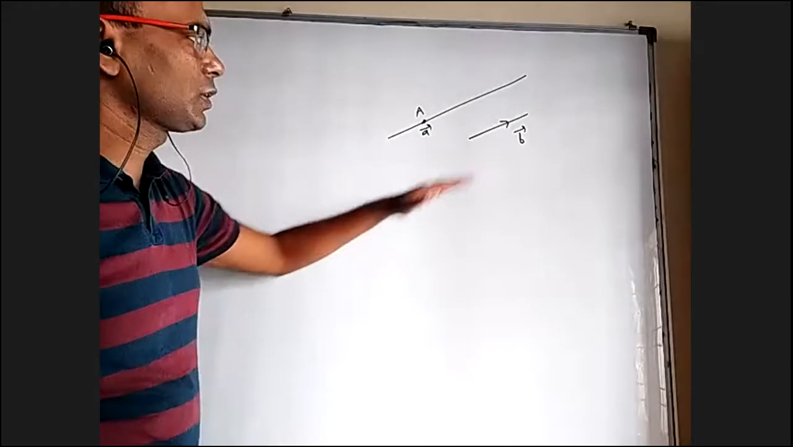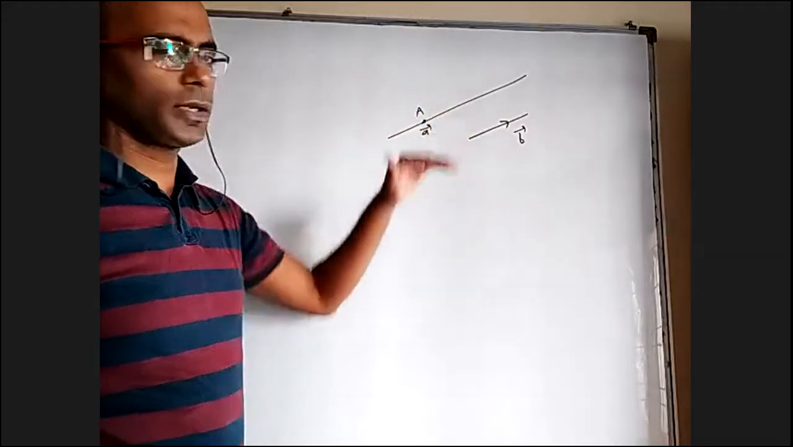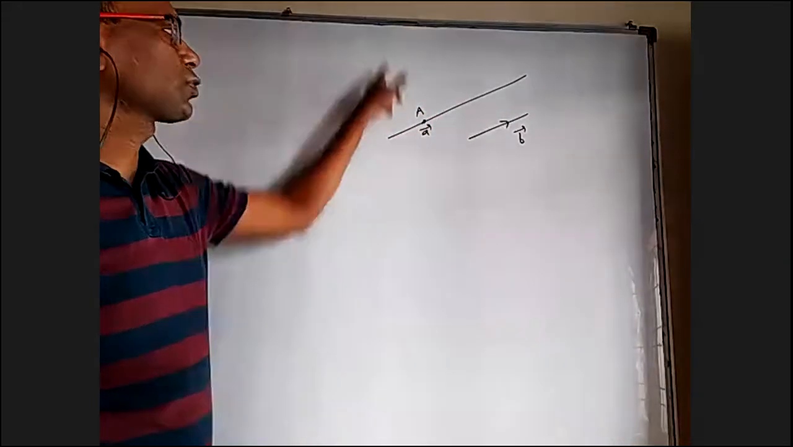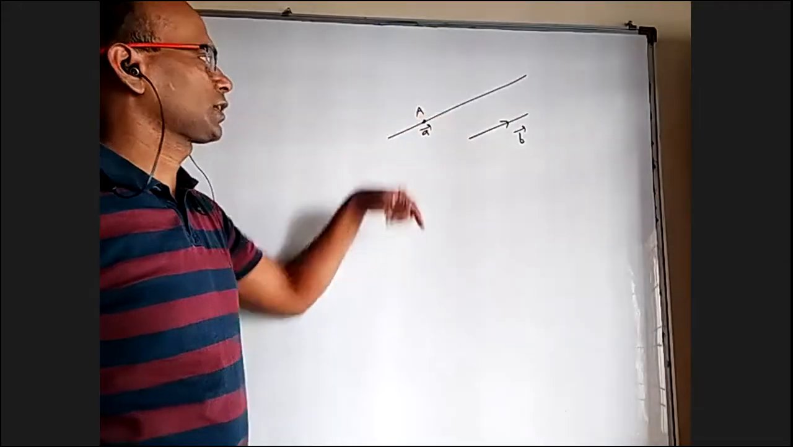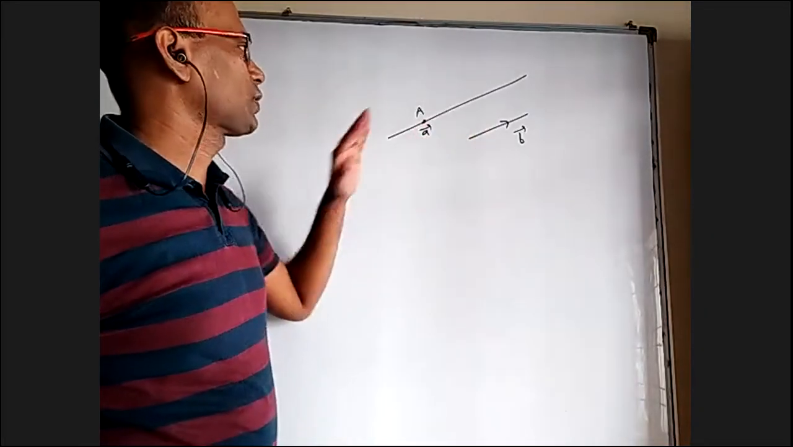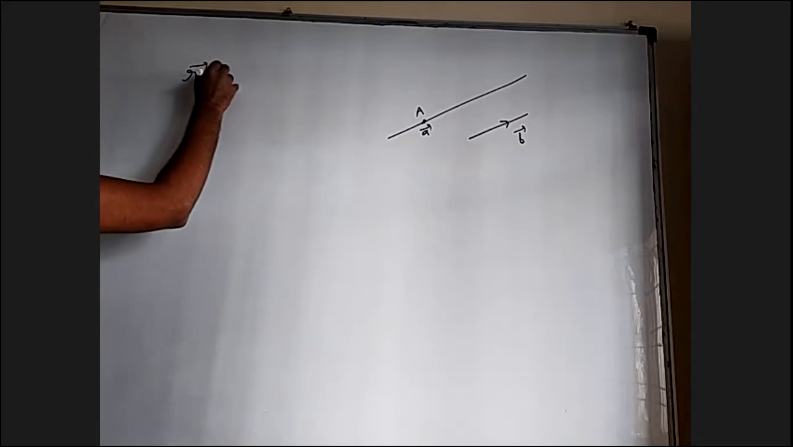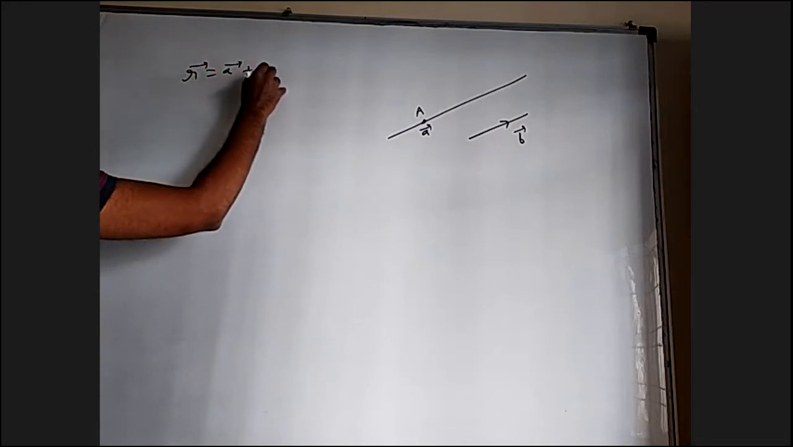Because it's parallel to this, there will be a lot of lines. If you only say it passes through a particular point, there will be so many lines like this, like this, like this. So the direction should also be mentioned. If these two are mentioned, the equation of this line is r bar equal to a bar plus lambda b bar.